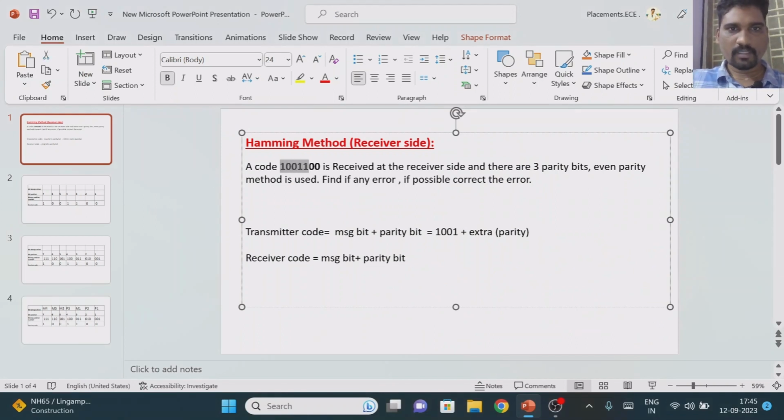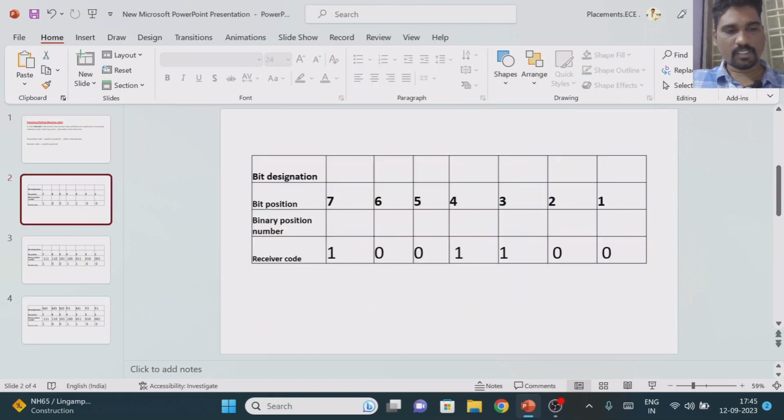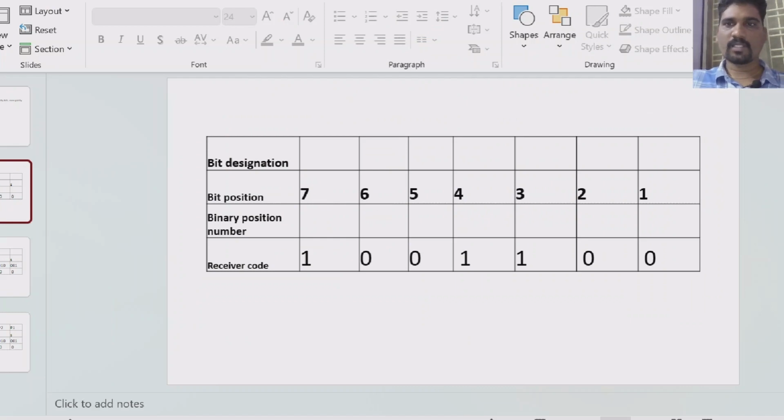If you observe here, the total length of the receiver code word is 7 bits. So what I'm doing here is writing the decimal numbers 1 2 3 4 5 6 7. Why am I writing 1 to 7? Because the length of the code is 7 bits. Next, what is the receiver code word they have given? 1 0 0 1 1 0 0 is the receiver code word.